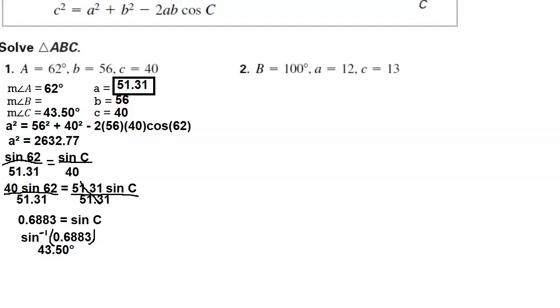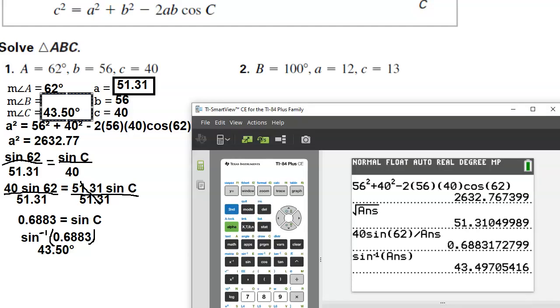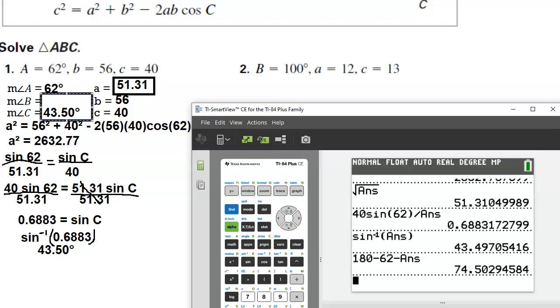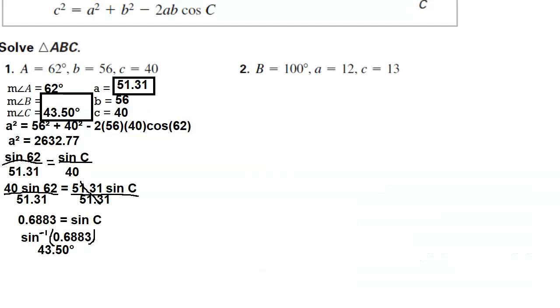And I don't have to do the law of sines anymore because now that I know 2, whenever I know 2, I can always just subtract from 180 to get the third. And that would give me 74.50 degrees. All right, looks good to me.